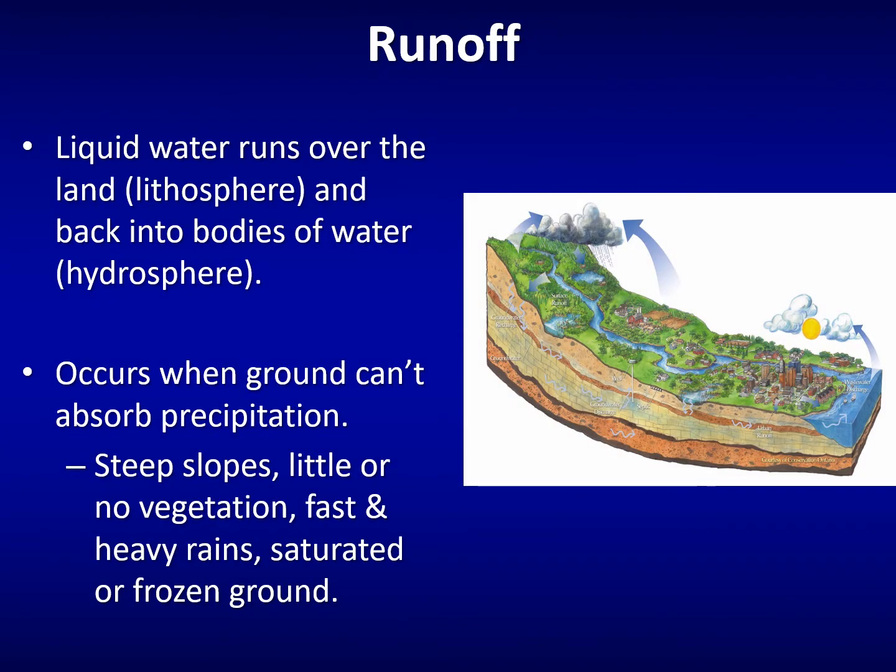And then runoff occurs, of course, when the precipitation reaches the land surface. Liquid water runs over the land, or the lithosphere, and back into the bodies of water, the hydrosphere. And so, thus, the cycle of water is complete.